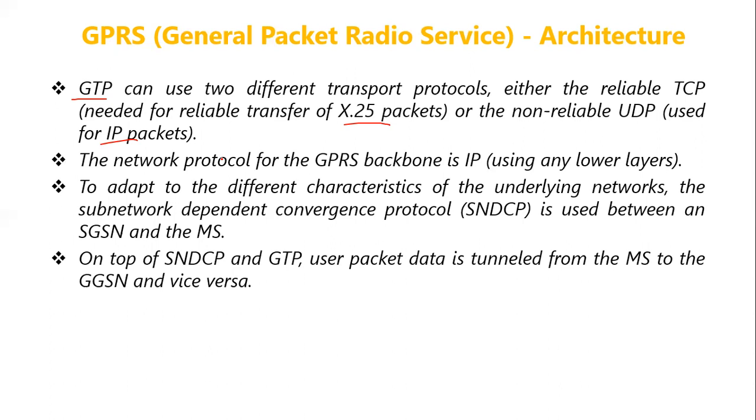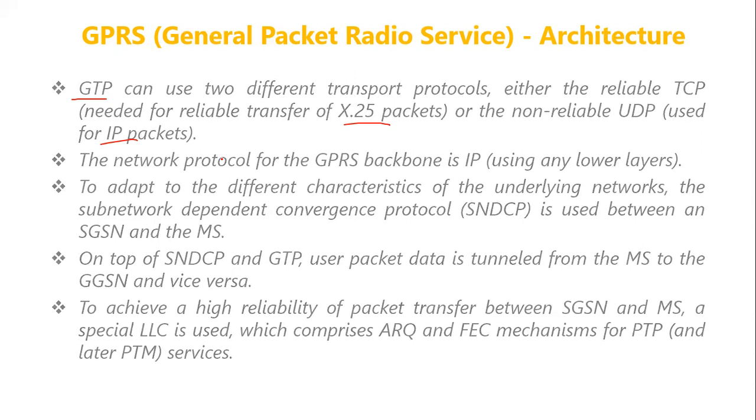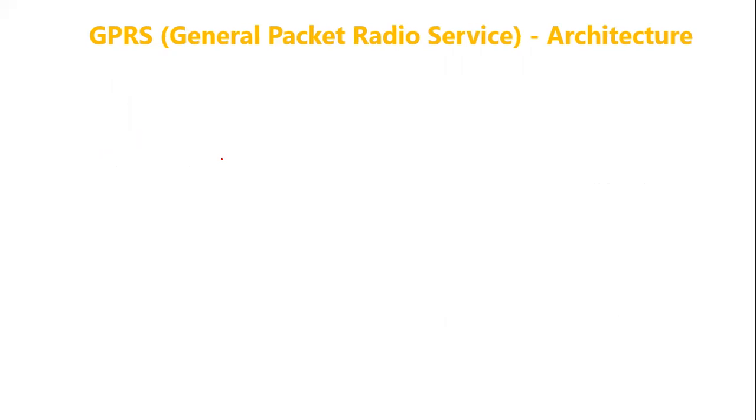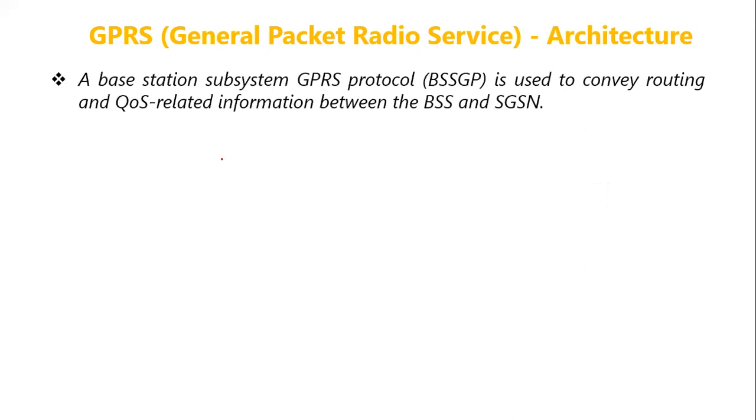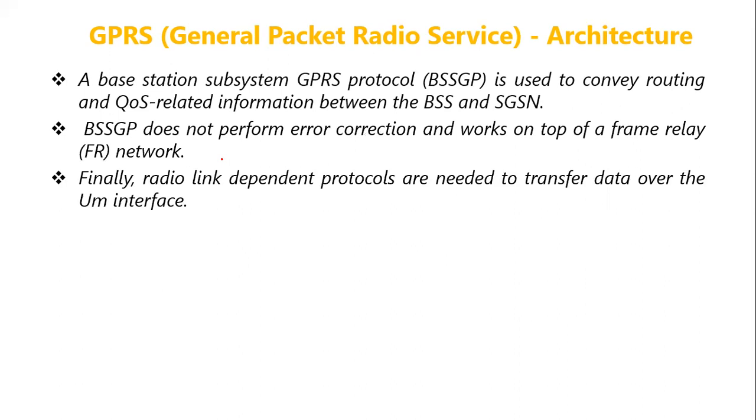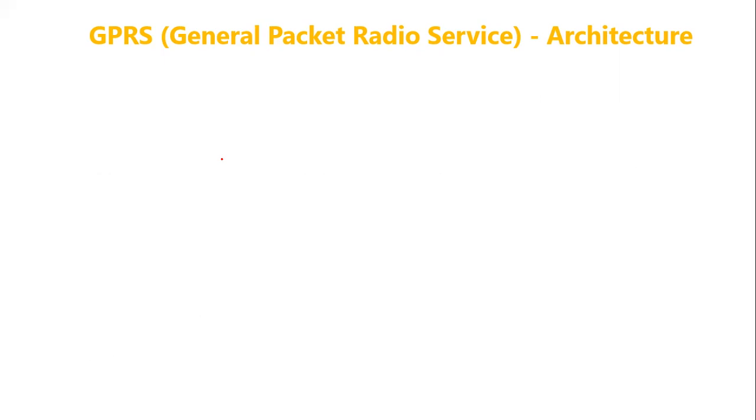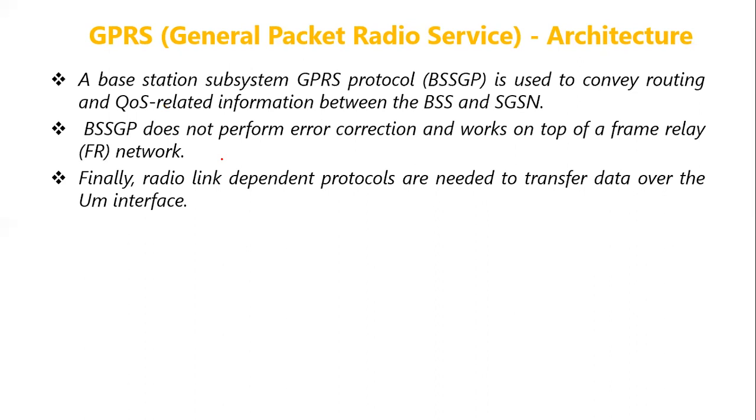To achieve high reliability of data transfer between SGSN and MS, a special LLC, logical link control, is used, which comprises ARQ and FEC mechanisms. FEC is forward error correction, and ARQ is automatic repeat request. That is, if any packet is missed, it will automatically request that particular packet again. So these are introduced to achieve high reliability of data transfer between SGSN and the mobile station.